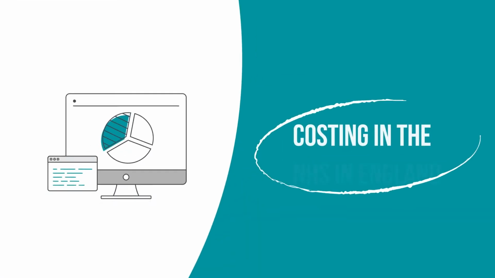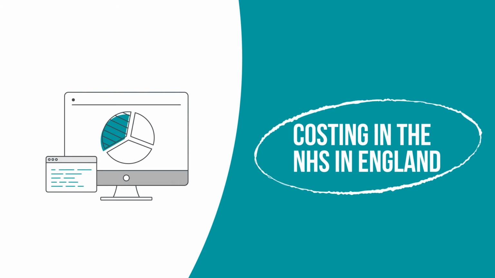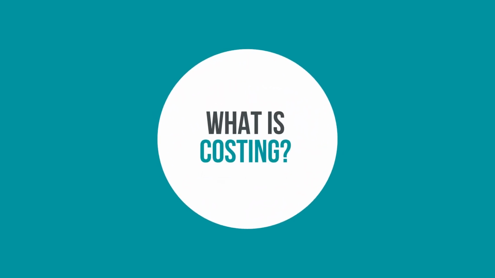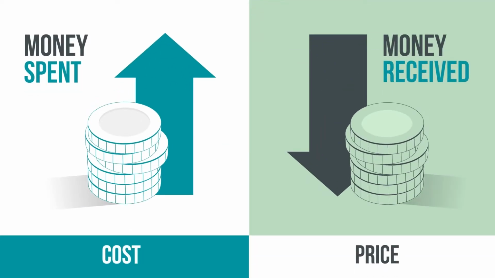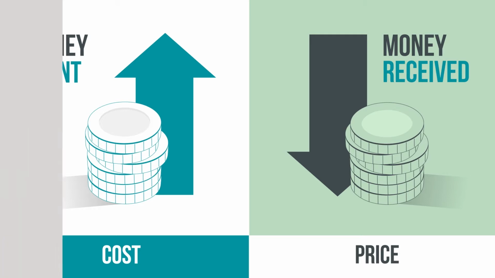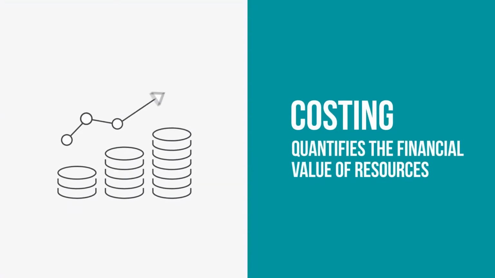This animation gives a basic overview of costing in the NHS in England. What is costing? Cost is the money spent in delivering a service, as opposed to a price, which is the money received for providing a service. Costing quantifies the financial value of resources consumed in carrying out an activity.